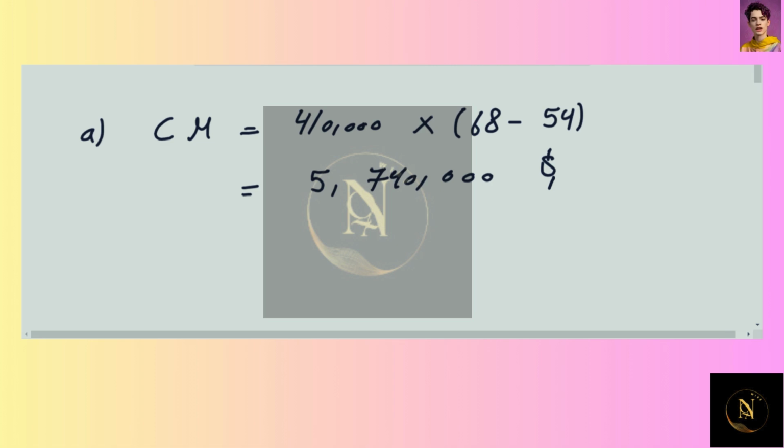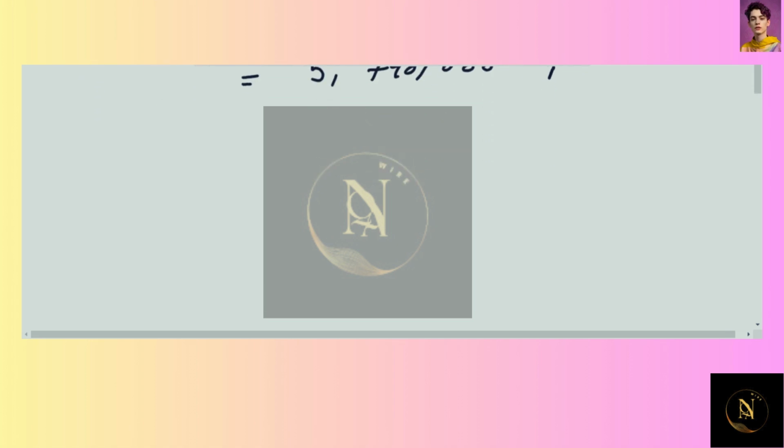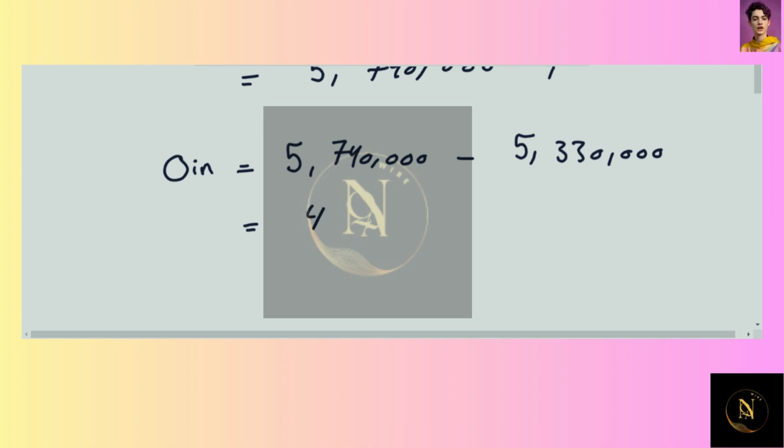Then we need to calculate the operating income for this case. So the operating income is the contribution margin, which is 5,740,000, minus the fixed costs, which is 5,330,000. So the operating income is $410,000.